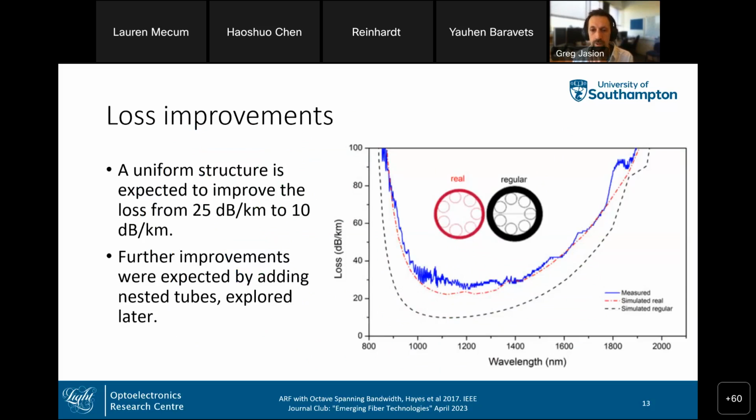In terms of increasing the performance and reducing the loss, we have a few methods available to us. The first direct one is to make that structure a little bit more regular, and we see that that will reduce the loss down to 10 dB per kilometer. We also have the option of adding nested tubes, which was at the time only explored theoretically. And we'll see a bit more of that later.